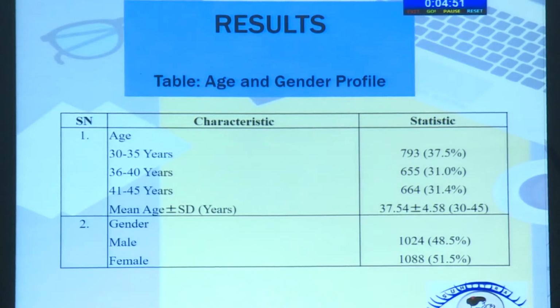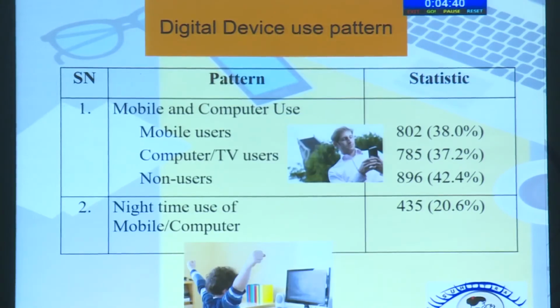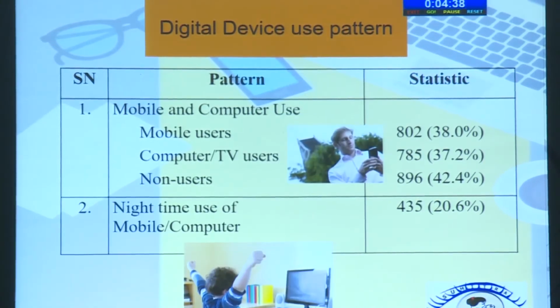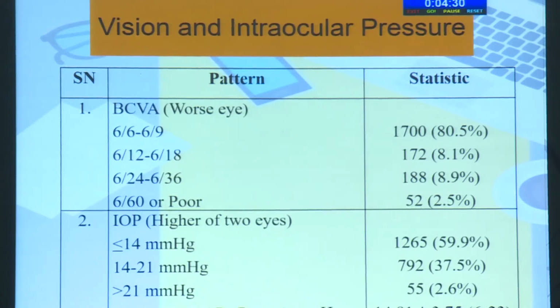These were the results of different age and gender profiles. I don't want to go into the details of the tables. These were the presenting complaints of the different patients: headache, pain, burning eyes, eye fatigue, and asymptomatic. A few were asymptomatic also. These were the device use patterns, like mobile users, computer users, or non-users, and night time users of mobile and computers were also inquired. And these were the vision and intraocular pressure charts. I'll discuss them in the discussion part.